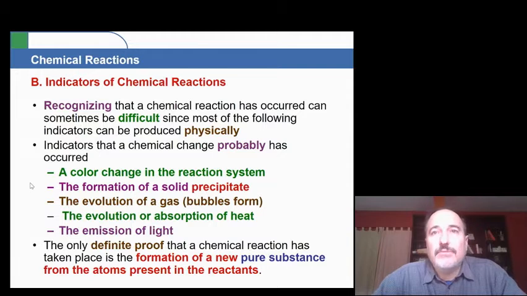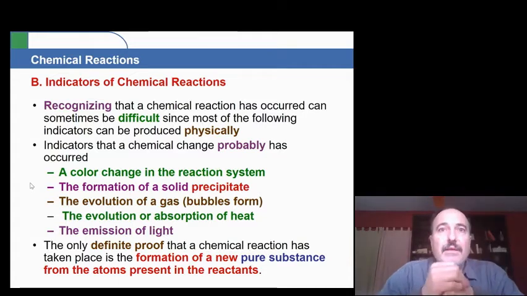And evolution or absorption of heat. If you turn on a heater or a toaster, if you look inside a toaster with the little wires and they start glowing, is that a chemical reaction because it's giving off heat and light? No, it's not. That's just a physical process. So all of those can be reproduced physically, and it can be kind of confusing at times.